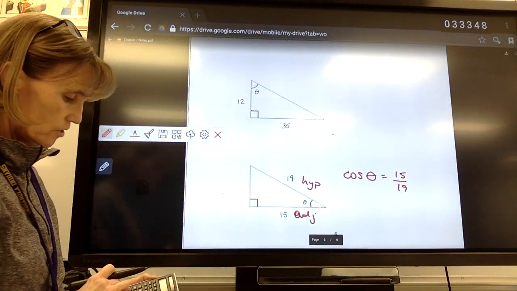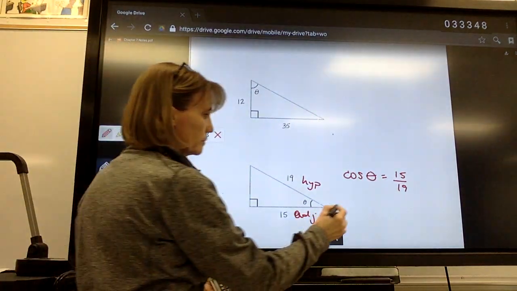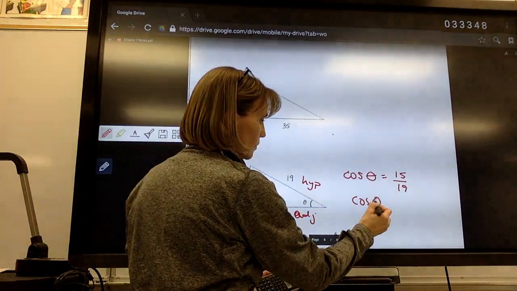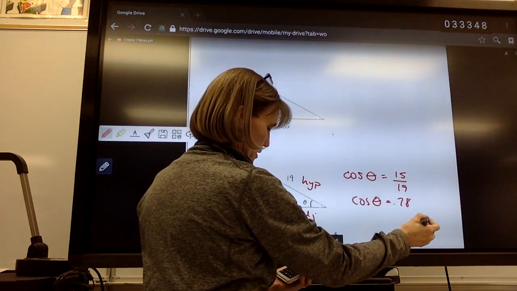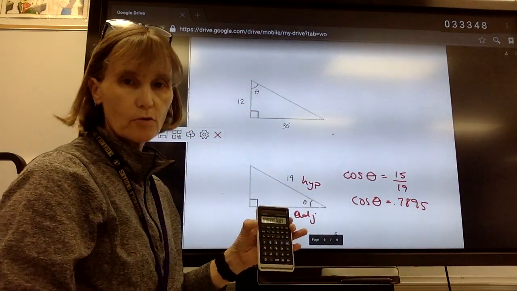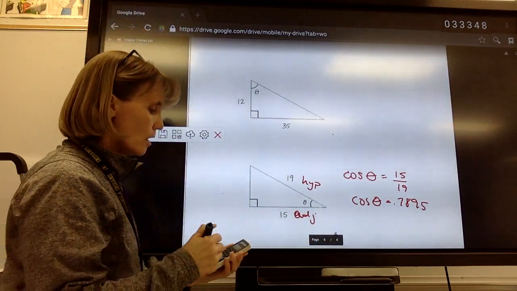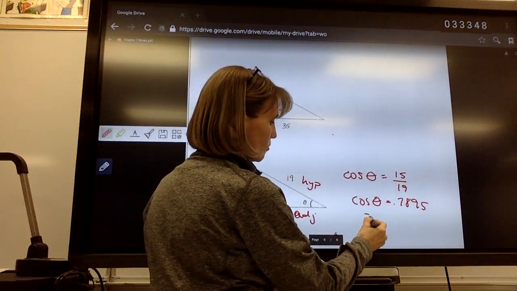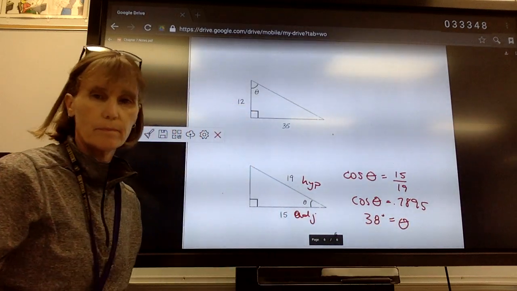If I do the division, 15 divided by 19, it equals 0.7895 is what I would round that to. Or you don't even have to round, you can leave your calculator on this and then just hit your inverse cosine button. I get 37.8, which would be 38 degrees for theta.